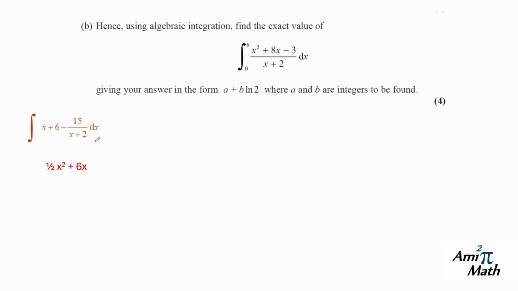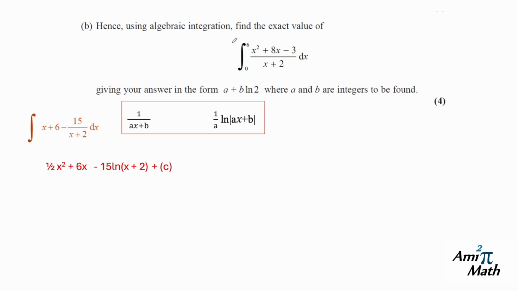And then to do this minus 15 over x plus 2, we use this sort of formula. So we know that it's minus 15 times 1 over x plus 2. Our a is just 1, so it can just be written as 1 over 1. That doesn't change. So now we just have ln of x plus 2, and our b is x plus 2, times minus 15. So we've got minus 15 ln x plus 2. And then we add our c at the end. However, because this question needs to find the value using these limits, it doesn't really matter.